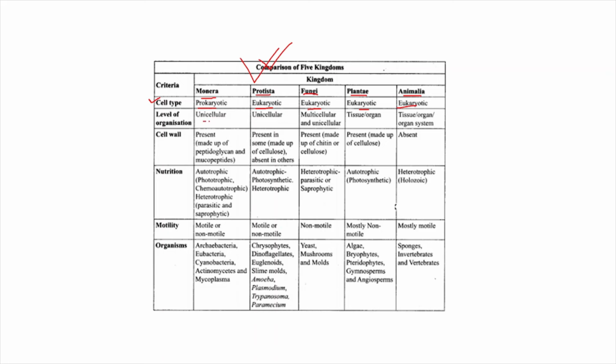Level of organization, here we have unicellular. Protista is also unicellular. Fungi, both unicellular as well as multicellular. Plantae, we have tissue or organ. We are not talking at the cellular level, we are concentrating on the tissue level. Animalia, we have tissue or organ system. So cell wall in case of Monera is made up of peptidoglycan and mucopeptides.